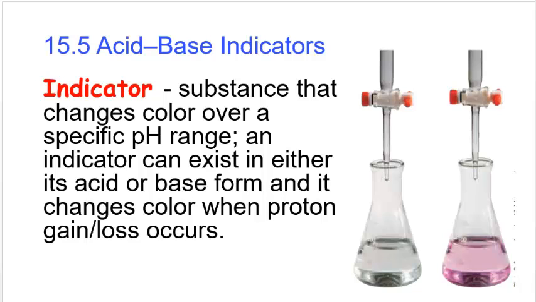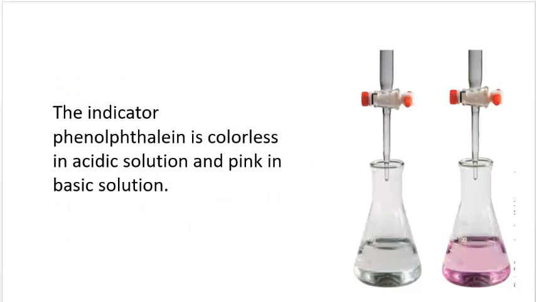Acid-base indicators. Indicators are substances that change color over a specific pH range. Indicators can exist in either their acid or base form, and they change color when proton gain or loss occurs. As an example, the indicator phenolphthalein is colorless in acidic solution and pink in basic solution.